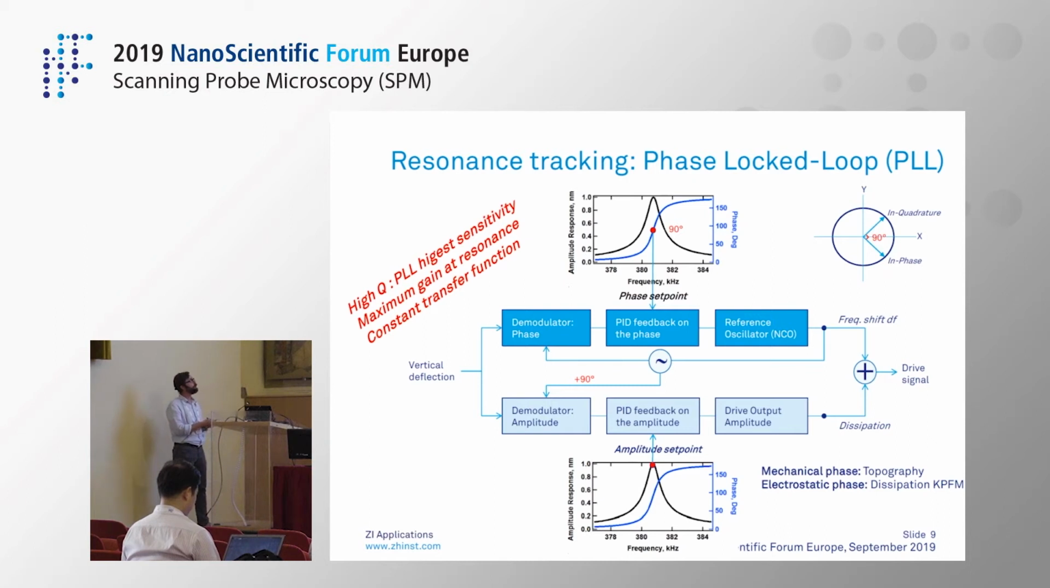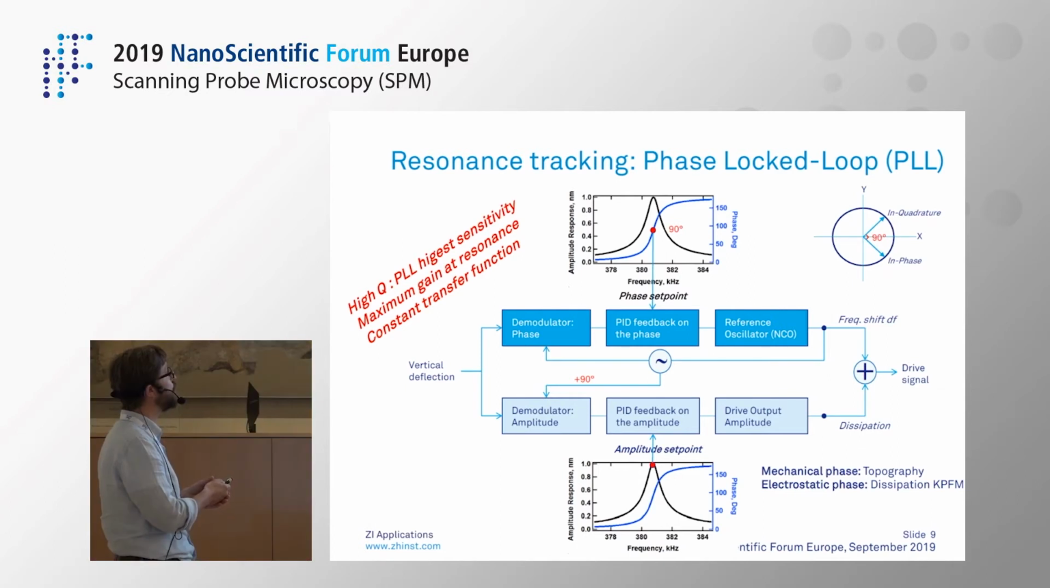But now, if the resonance is shifting because of some tip-sample interaction or some other cases, then the value changes. And that also changes the transfer function. That means that it is not quantitative anymore. That's why being able to really track the frequency guarantees that you are always at the resonance, and therefore always have a constant transfer function.